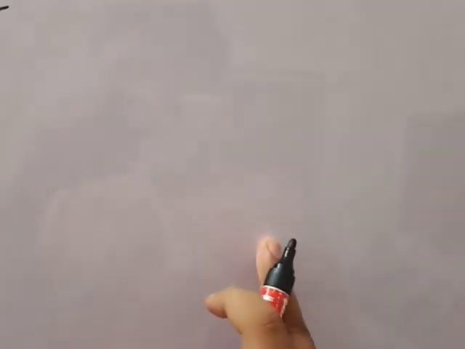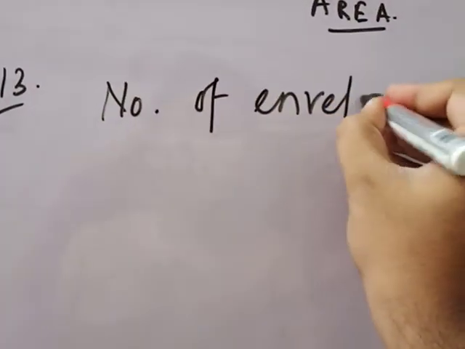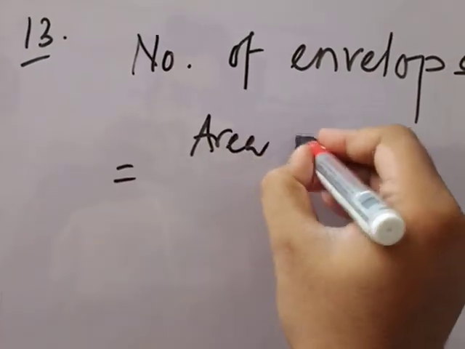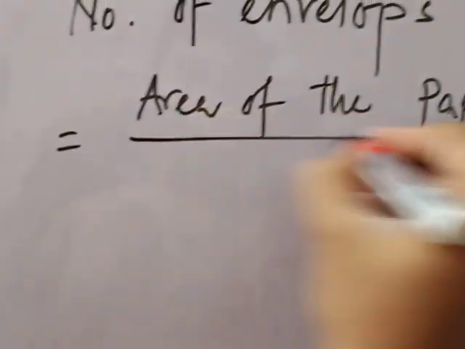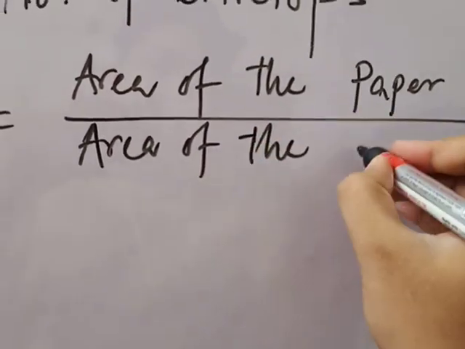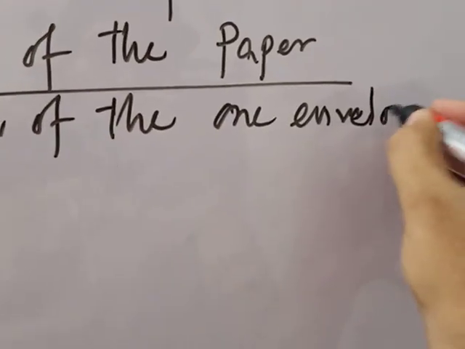The last, number 13, see that you have to find the number of envelopes. That means one sheet of paper is given and one envelope size is given. You have to find the number of envelopes. So you can directly write number of envelopes equals area of the paper by area of one envelope.